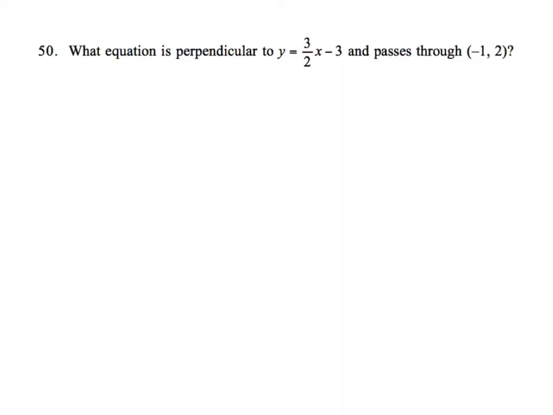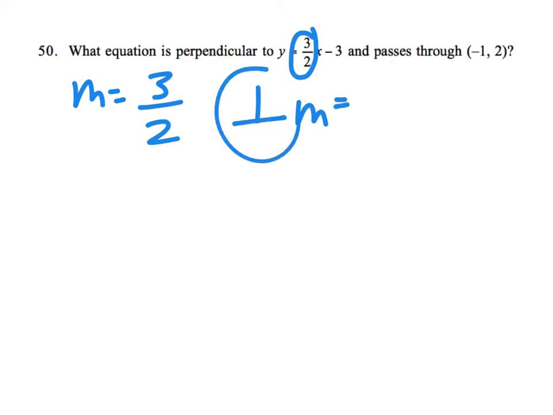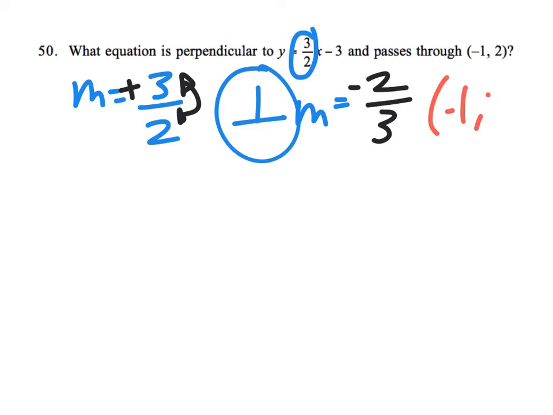50 says, what equation is perpendicular to y equals 3/2 x minus 3 and passes through (negative 1, 2)? So my original slope was 3/2. And we need to find the perpendicular slope. Remember, this is the sign for perpendicular. To find perpendicular slope, I need to flip my fraction. So we're going to get 2/3. And I need to change the sign. So this one's positive, so this one's going to be negative. And we're using that point, (negative 1, 2).